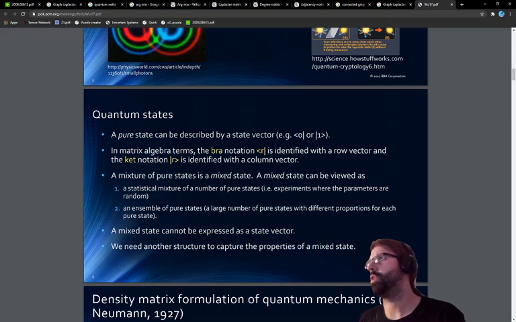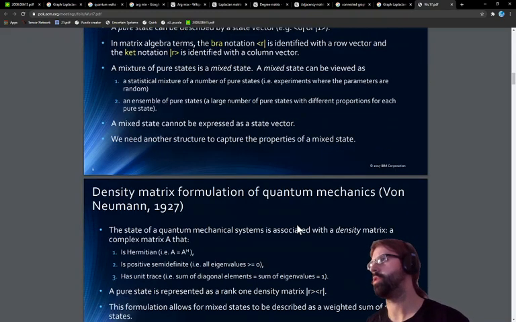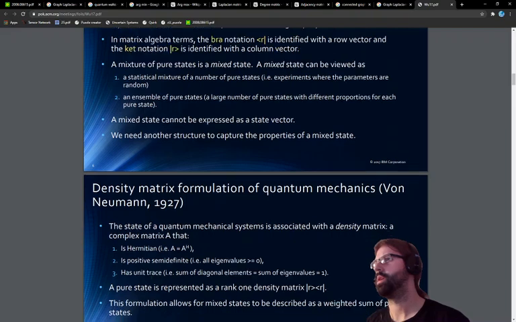Quantum states. A pure state can be described by a state vector. In matrix algebra terms, the bra-ket notation is identified with a row vector and a column vector. A mixture of pure states is a mixed state. A mixed state can be viewed as a mixture of a number of pure states, a sample of pure states. So that's the density matrix, a mixed state. So it means we don't know which state it really is. So the density matrix formulation of quantum mechanics.